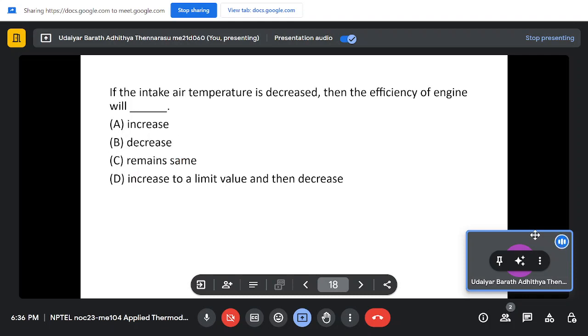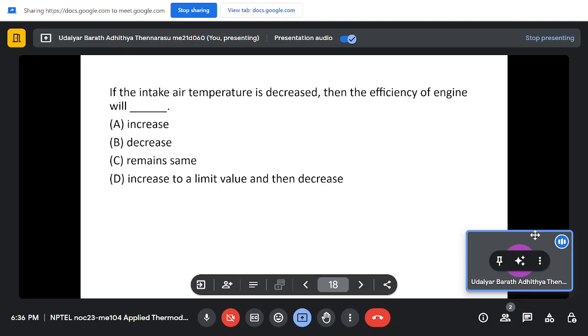So moving on to the next question, we have: if the intake air temperature is decreased, then the efficiency of the engine will dash. So the engine is operating at some condition, you are getting the inlet fuel and air mixture coming in, and it's combusting and it's exhausting. That's the process.